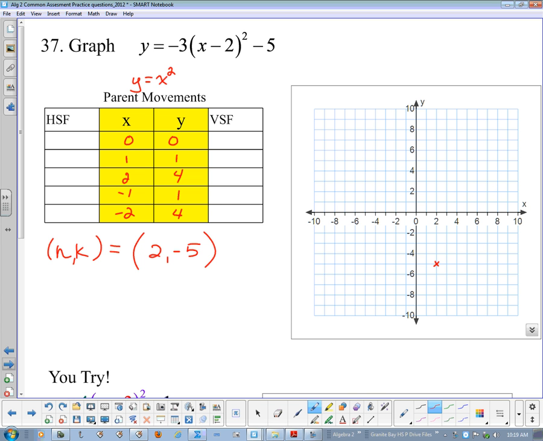Is there a vertical stretch factor? Yes, there is. It is negative 3. So be careful here. That negative 3 doesn't affect the x's, it affects the y's. So negative 3 times 0 is 0. Negative 3 times 1 is negative 3. Negative 3 times 4 is negative 12. Negative 3 times 1, negative 3. Negative 3 times 4, negative 12. There is a vertical stretch factor of negative 3 right here. It affects the y's.